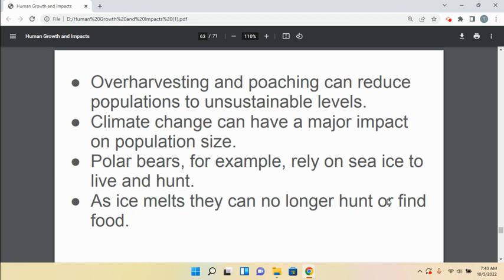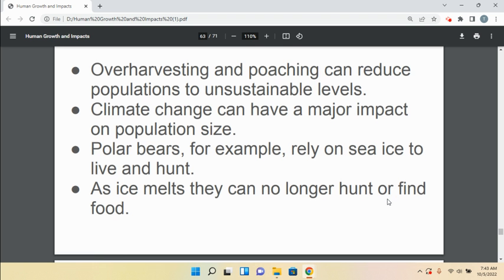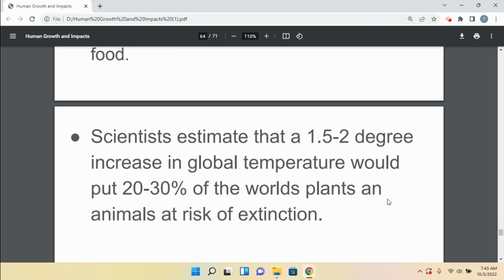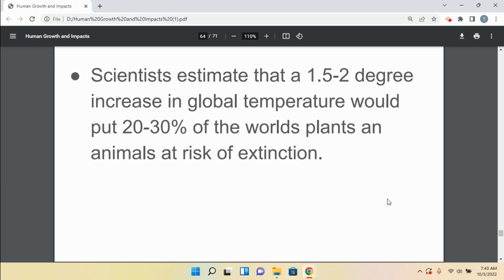And I'm not saying we need to stop doing the things we're doing. We just have to find ways to do them better. We're stewards of this world, and we have to make sure we don't destroy it. Scientists estimate that a 1.5 to 2 degree increase in global temperature could put 20 to 30% of the world's plants and animals at risk of extinction.